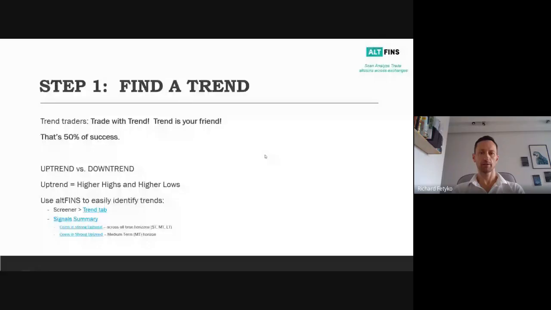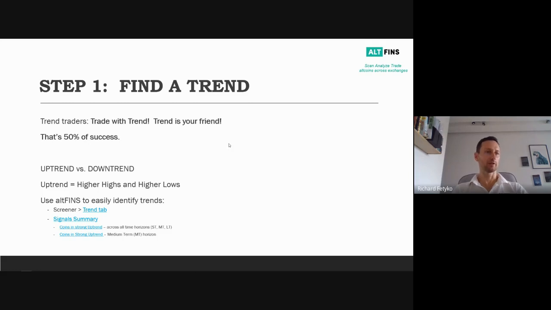All right, back to the presentation. Now we know how to find coins in an uptrend. We don't have to study the charts. The platform has done it for you. It's identified based on certain moving average crossovers. The details behind how we do that are available in our knowledge base, by the way, if you want to dig into that, but I think the details and the guts of it are not relevant here.